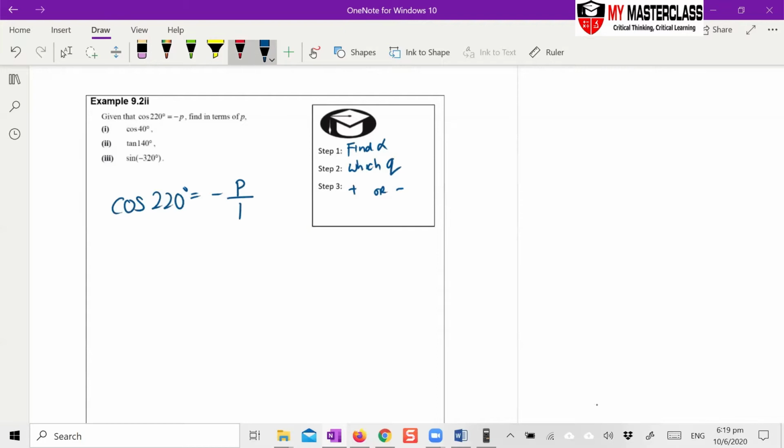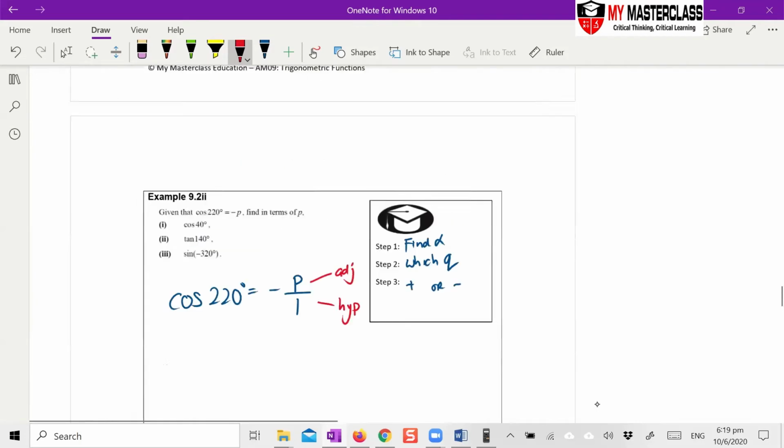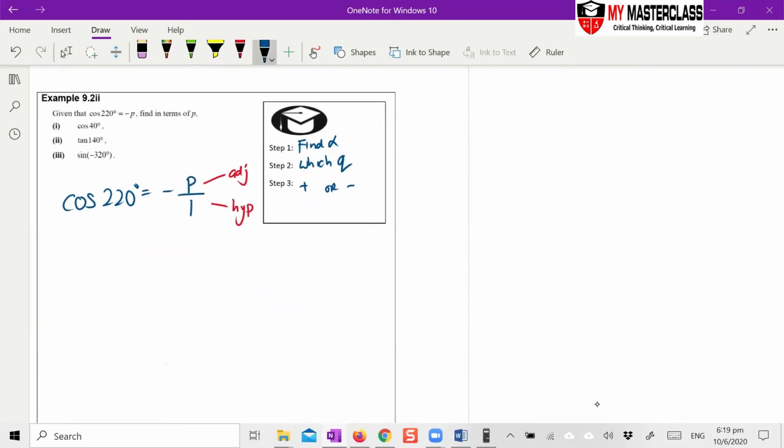This is the part that students don't know. This guy is the adjacent. This guy is the hypotenuse. Now the negative always goes to the numerator. Just remember, the negative always goes to the numerator. The negative follows the p.